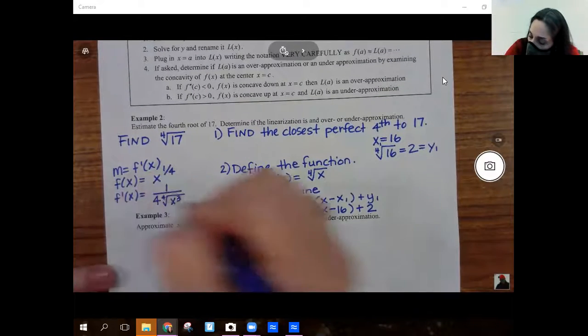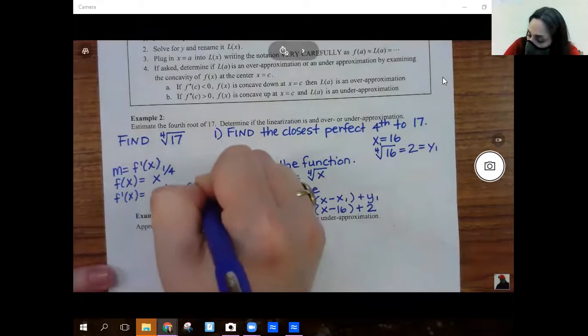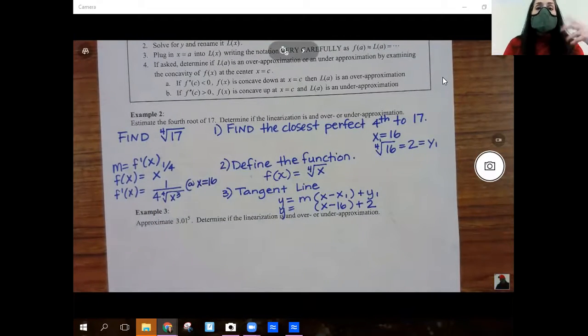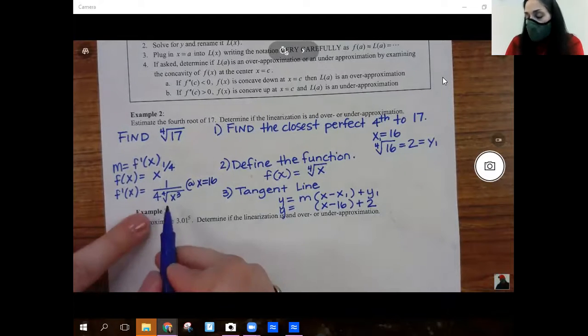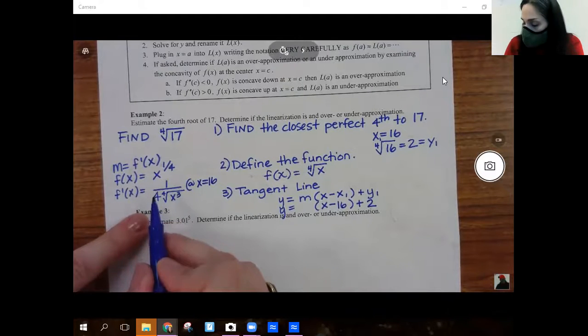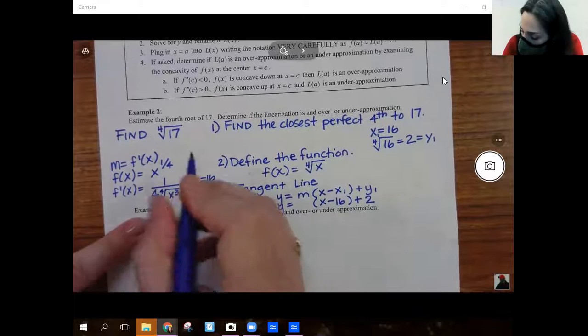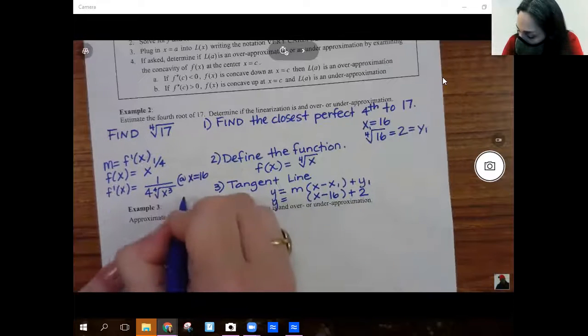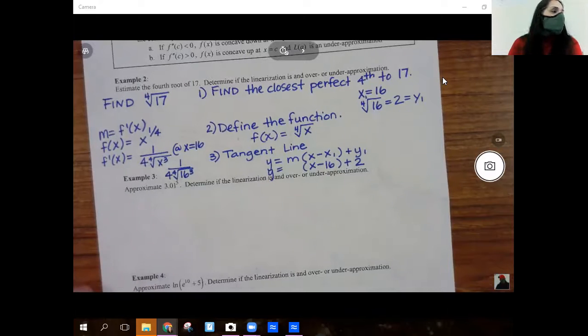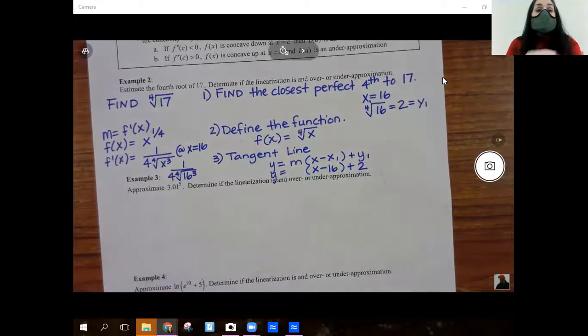All right, you're going to evaluate this at x equals 16. Don't forget, you're going to use that perfect fourth and plug it into your derivative so that you can actually get a numerical value for the slope. So this would be, let's see, 1/4 times the fourth root of 16 cubed. Definitely don't want to do 16 cubed. So instead, do the fourth root part first, then cube it.